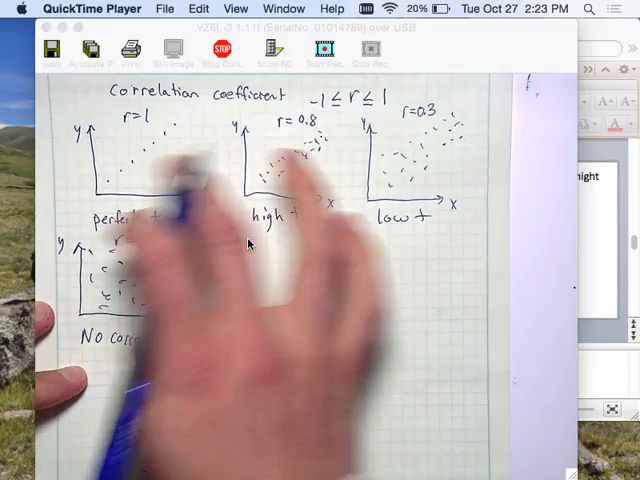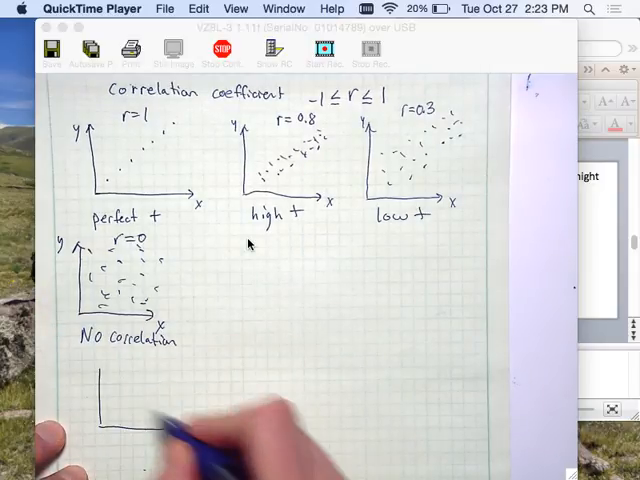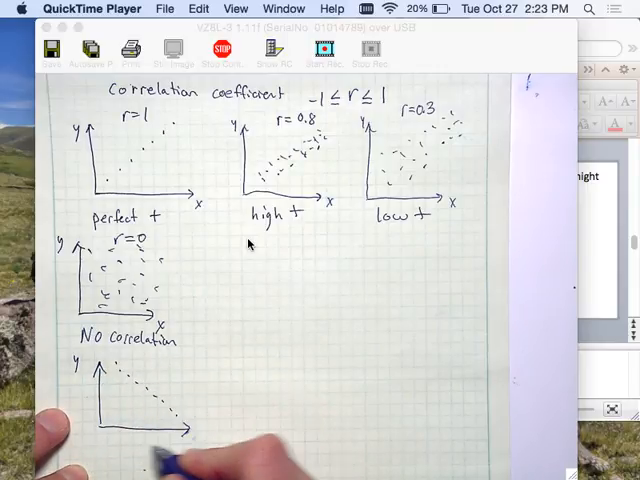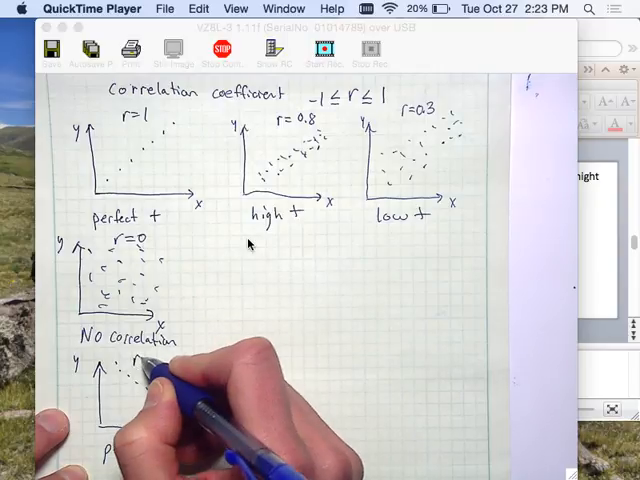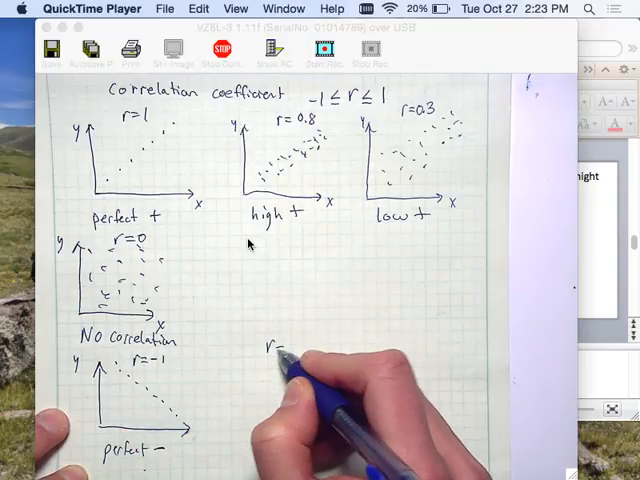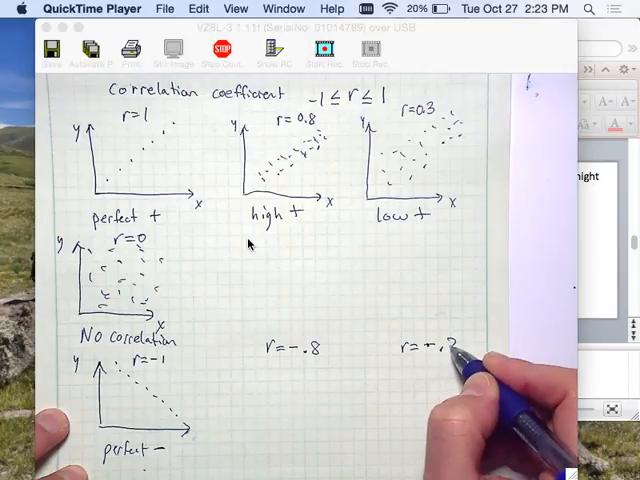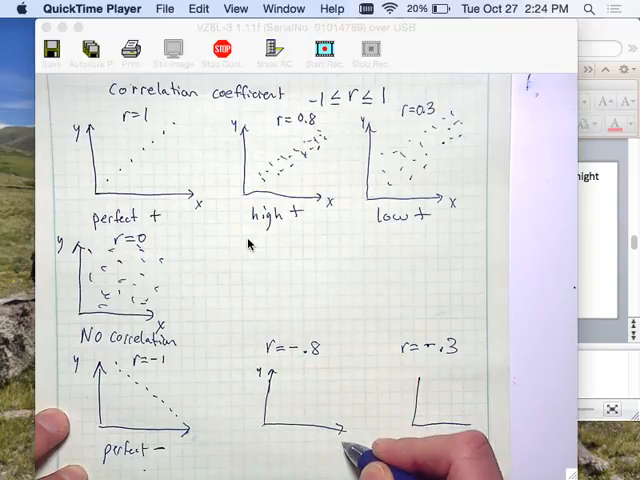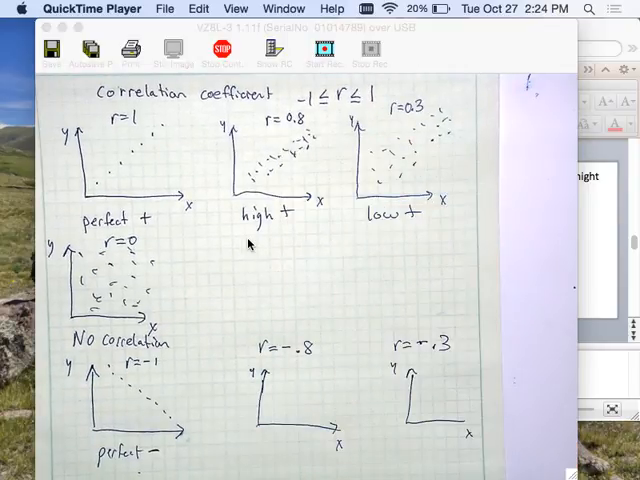And now we can do these same ones with a negative. So what does a negative correlation look like? It's just a negative slope in your line. So this is going to be a perfect negative of r equals -1 now. And then if we had r equals -0.8, r equals -0.3, you can probably fill those in. Same thing, they're just going to be trending downwards instead of trending upwards.